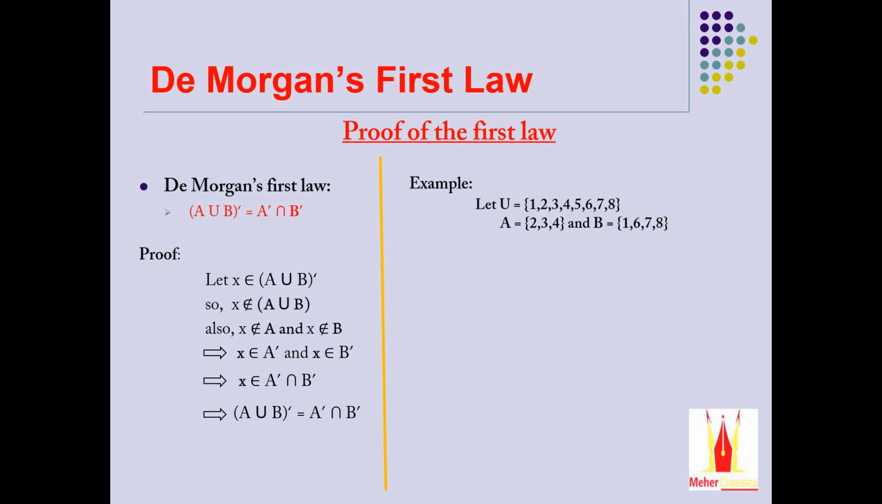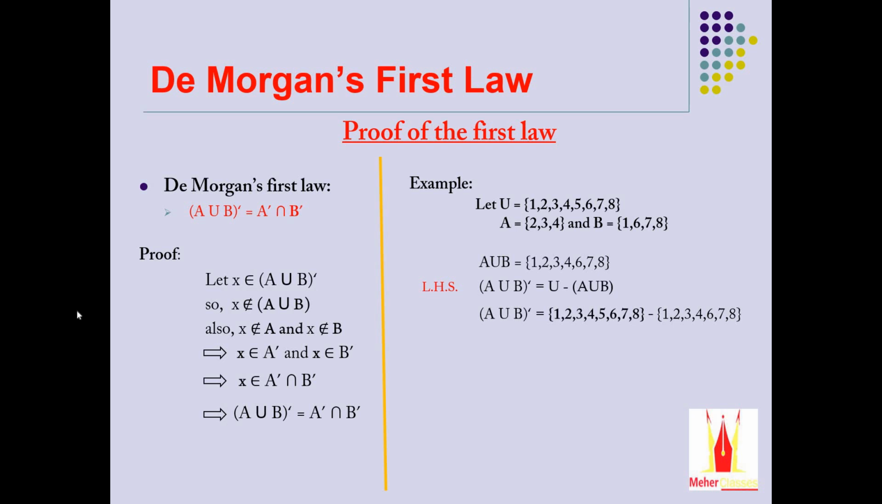Let's say we have a universal set with the elements 1, 2, 3, 4, 5, 6, 7, and 8. And we have two random sets A and B with some random numbers in them. Let's say A has 2, 3, 4 and B has 1, 6, 7, and 8.